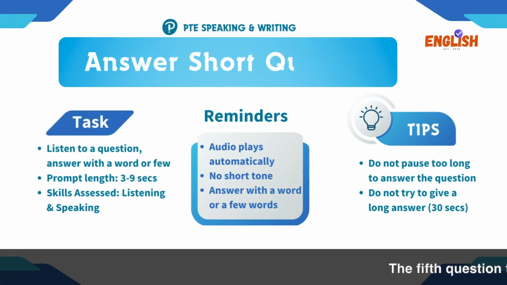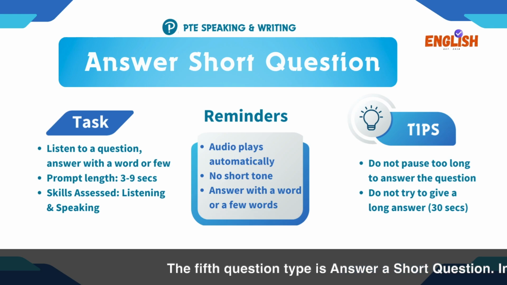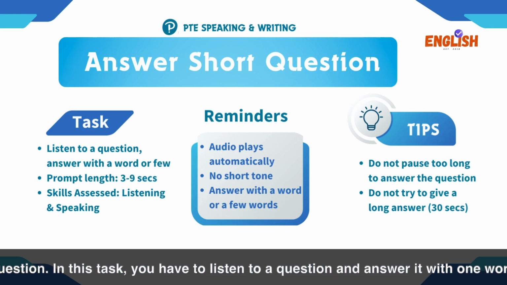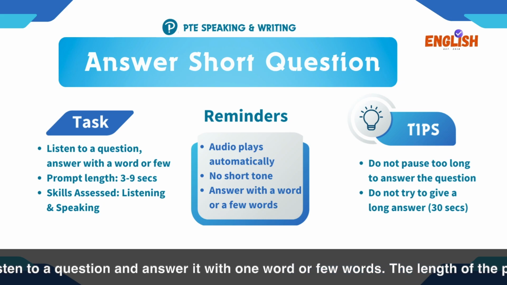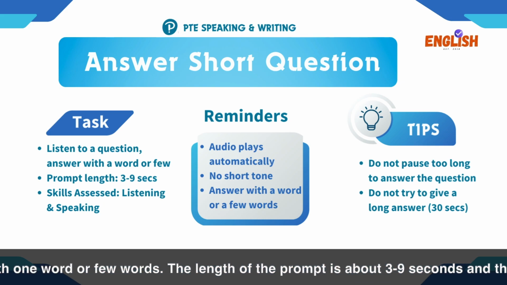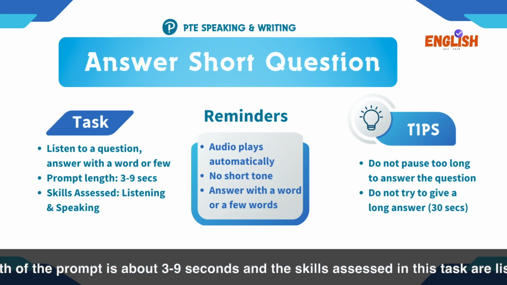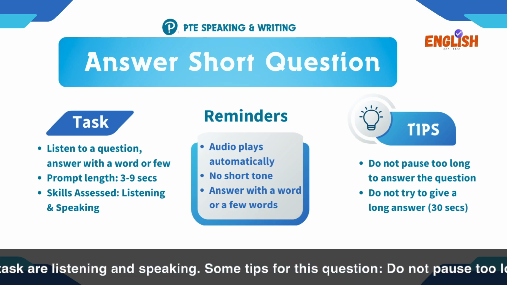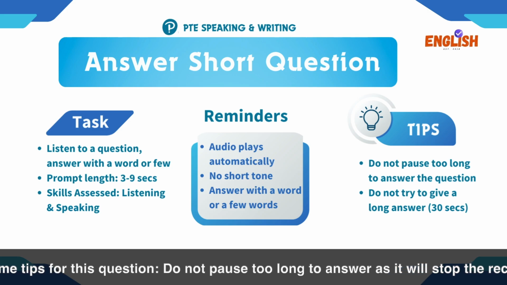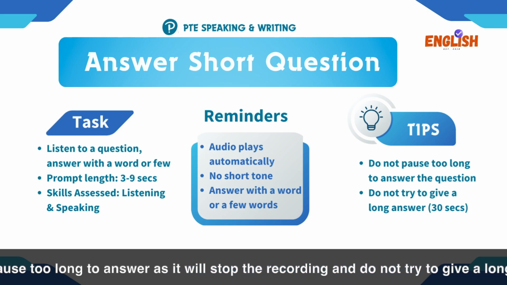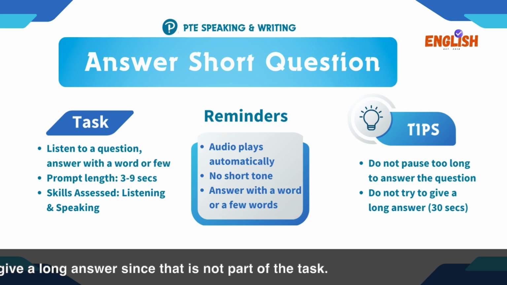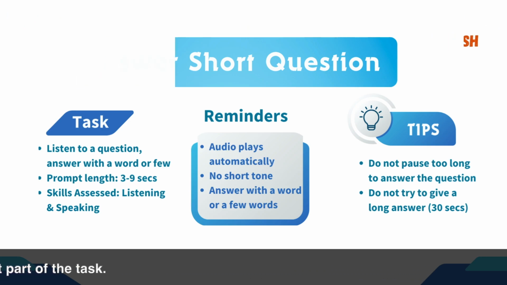The fifth question type is answer a short question. In this task, you have to listen to a question and answer it with one word or a few words. The length of the prompt is about 3 to 9 seconds, and the skills assessed in this task are listening and speaking. Some tips for this question. Do not pause too long to answer, as it will stop the recording, and do not try to give a long answer since that's not part of the task.